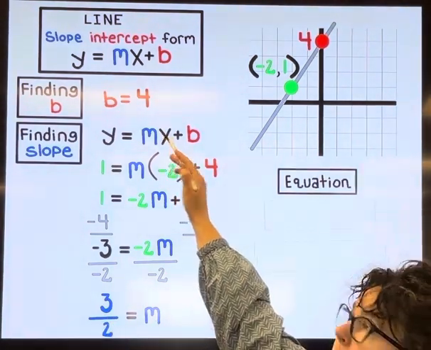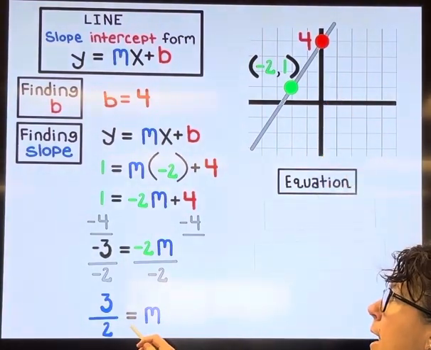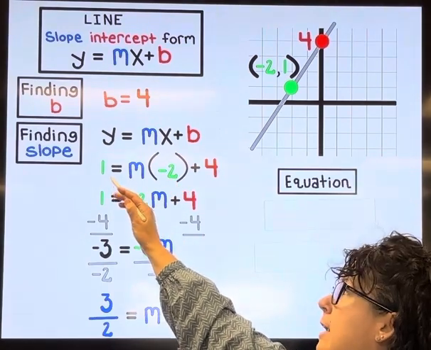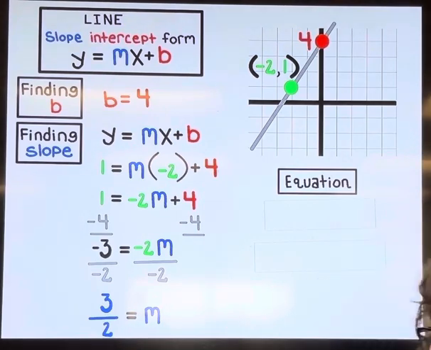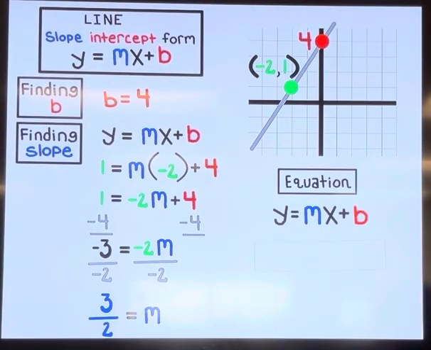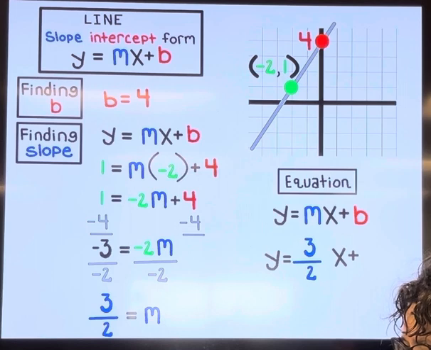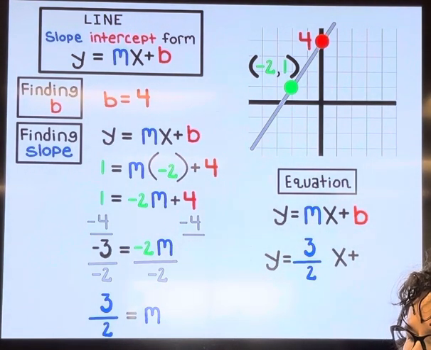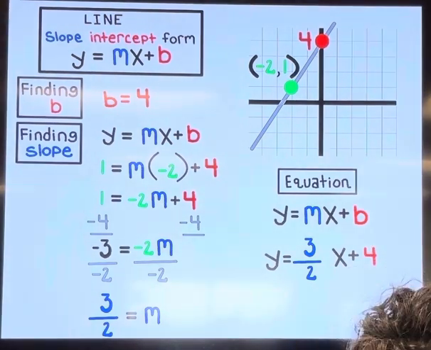Now that I know b by looking at where it's crossing the y-axis, and I know m by substituting in the x and y from one of the points on the line and the y-intercept, I can write the equation of the line. I'm going to come over and turn this m into 3/2, and then I'm going to turn that b into 4. And we have the equation of our line.